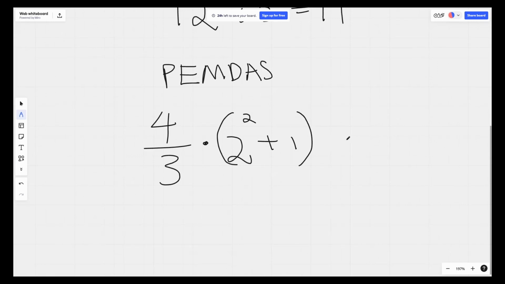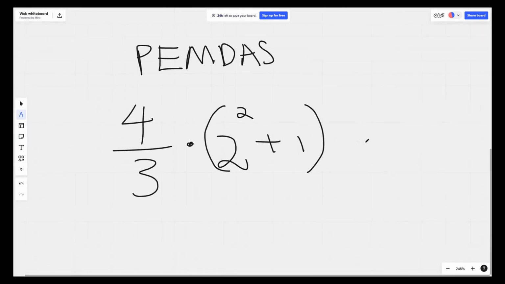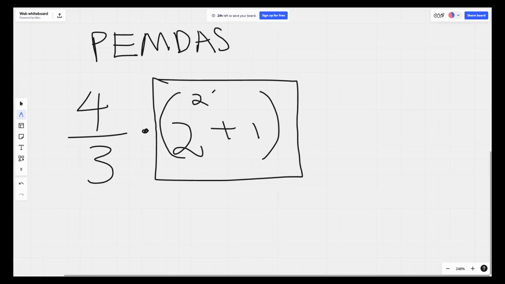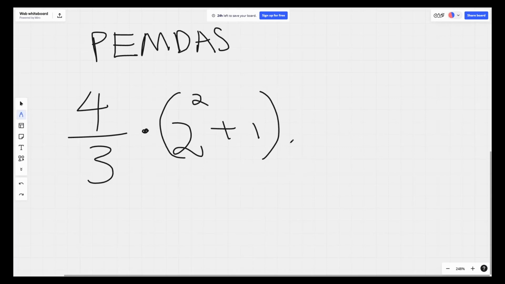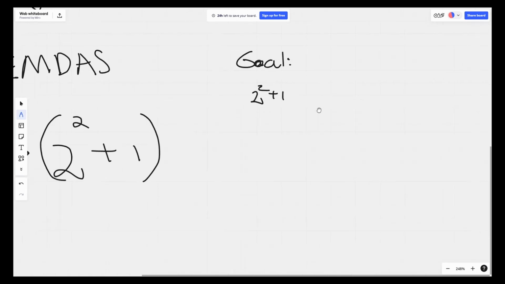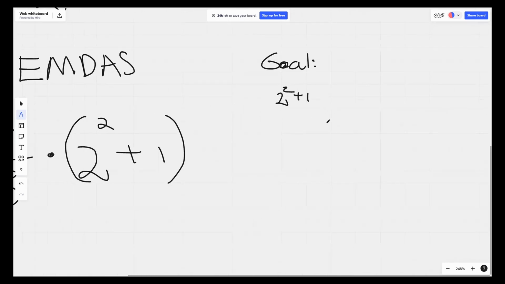Okay, so this one's a little trickier, and that's because it has parentheses. When we have parentheses, we first evaluate what's in the parentheses. I'm going to enclose this in a box. The 2 squared plus 1 is in the parentheses, so I have to evaluate that first. So my goal is to evaluate 2 squared plus 1. And this itself has its own PEMDAS order of operations as well.